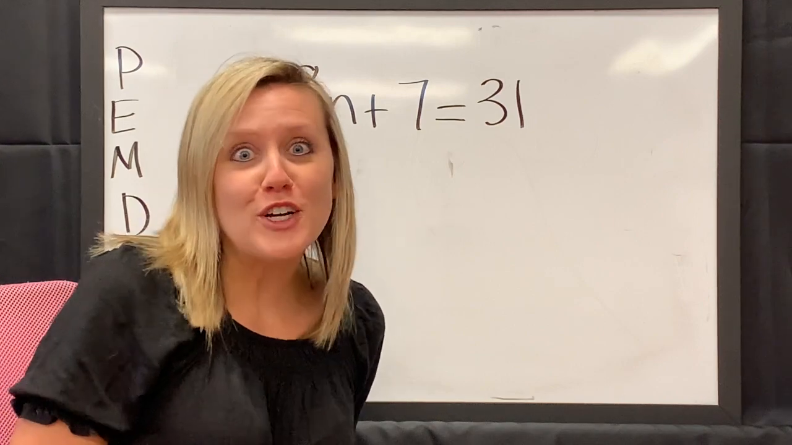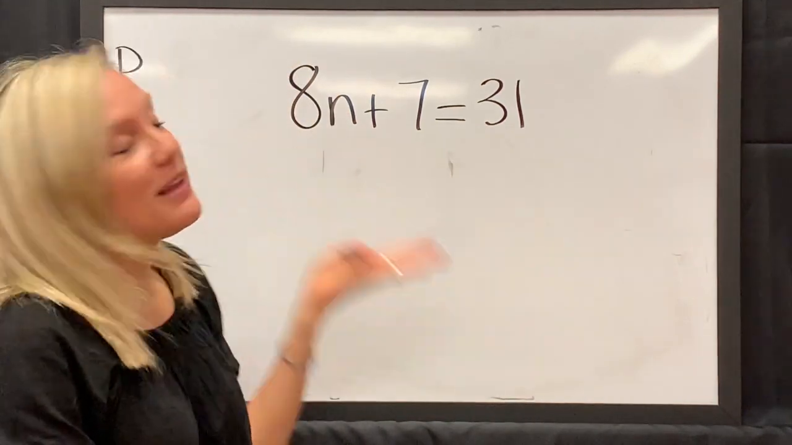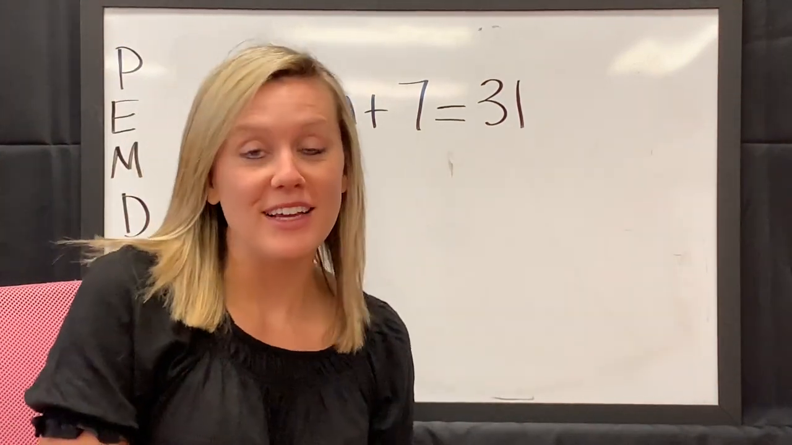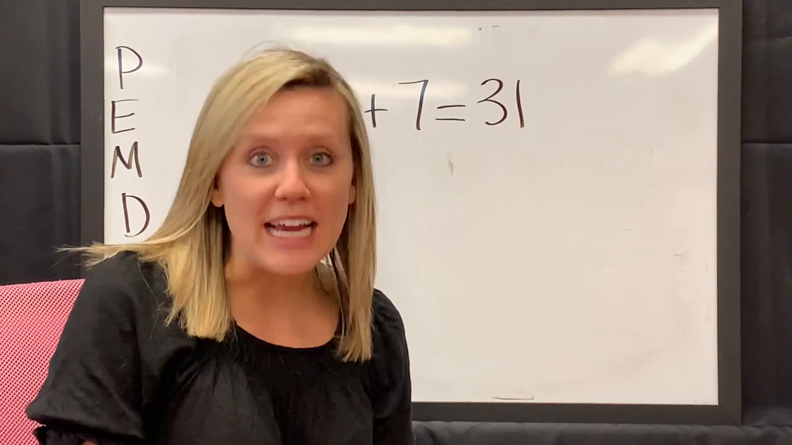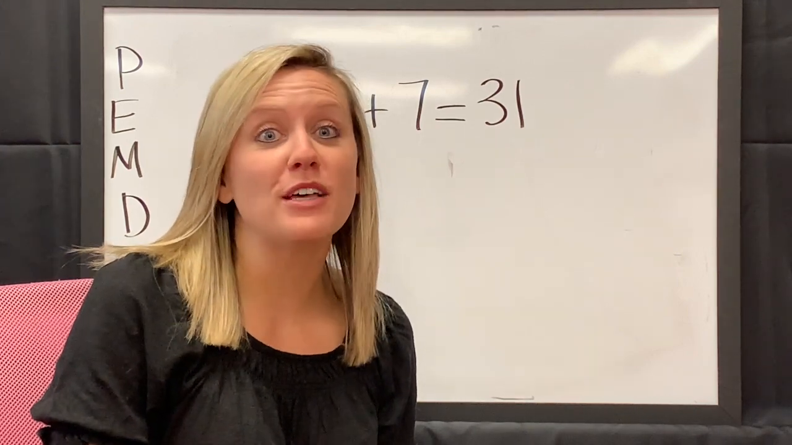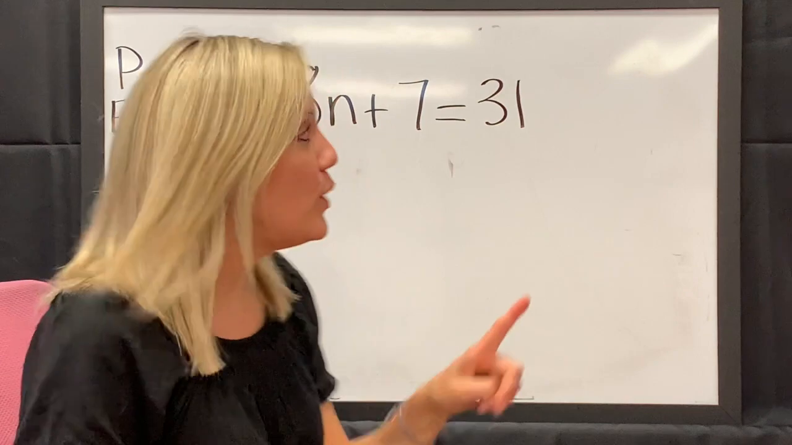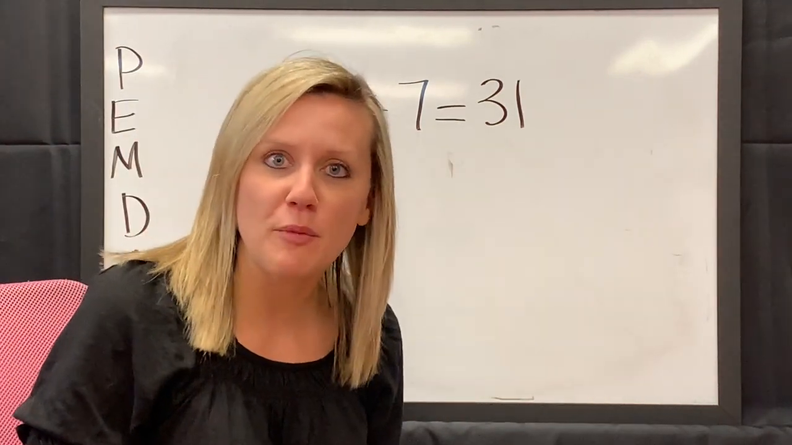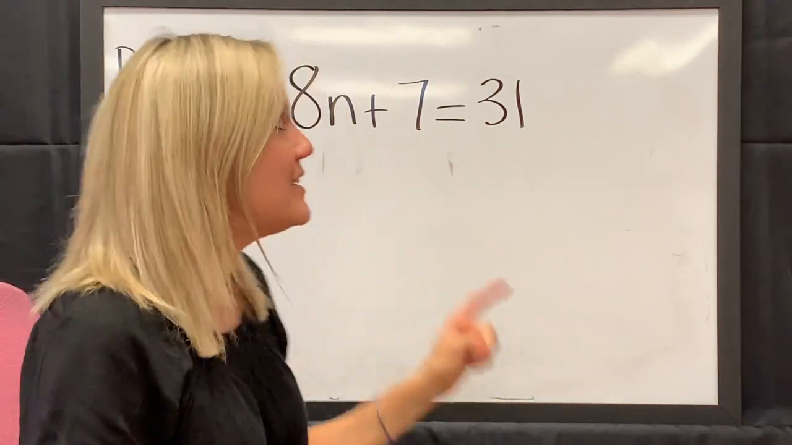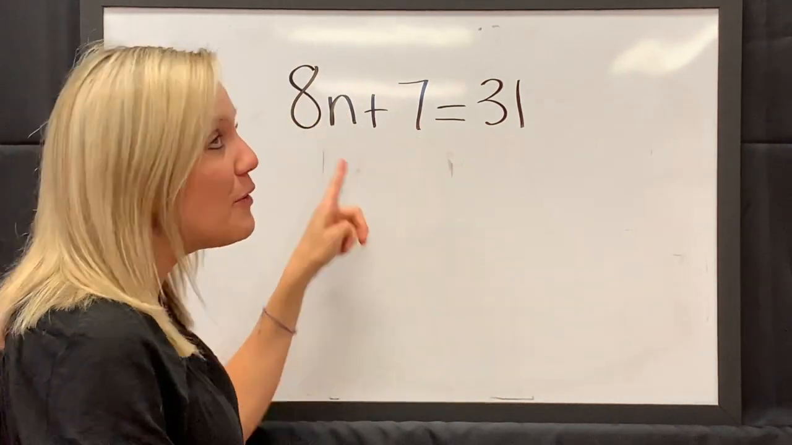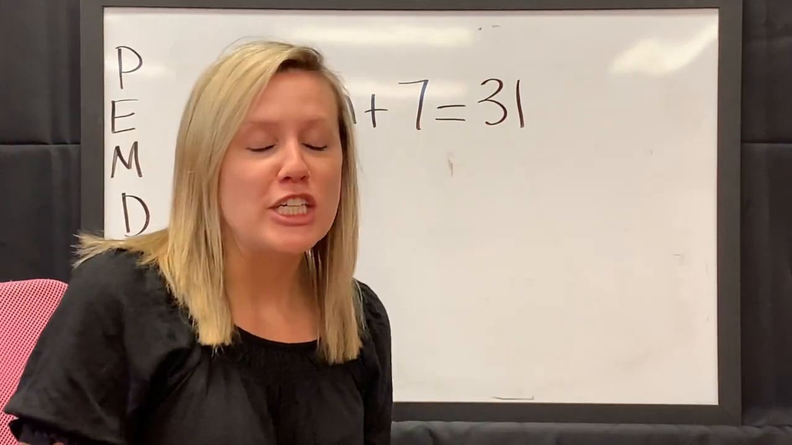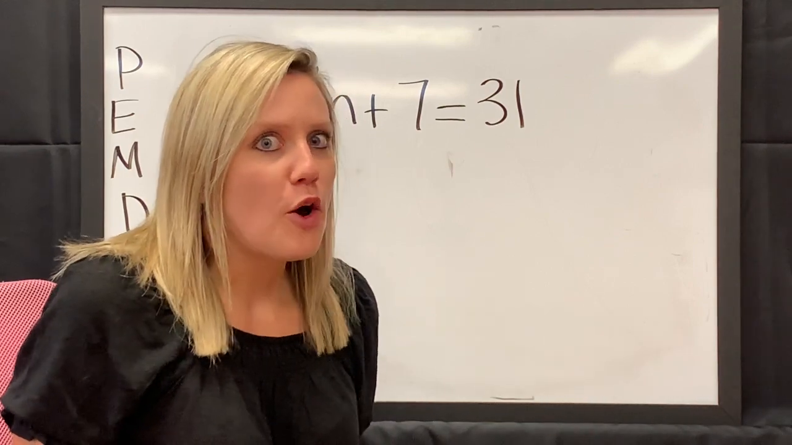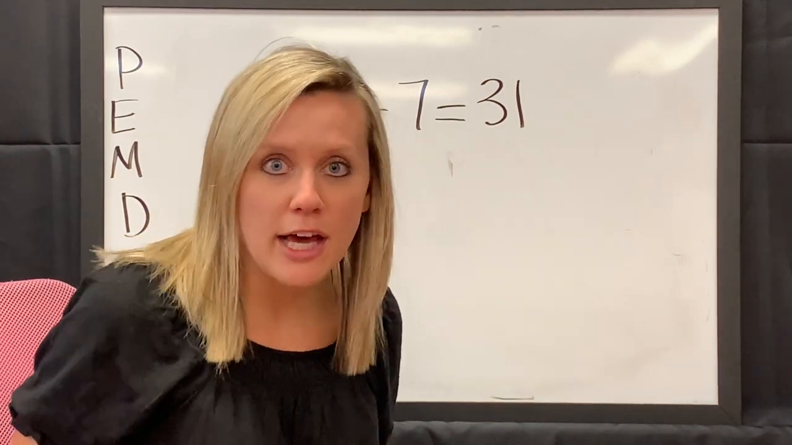Okay, here we go. Our first problem is 8n plus 7 equals 31. Our goal is the same goal that we had when we were solving one-step equations. We want to get this variable by itself, and we want to figure out what it is. So we have to get rid of this 7, and we have to get rid of this 8. So the question is, what do we get rid of first? How do we do this?